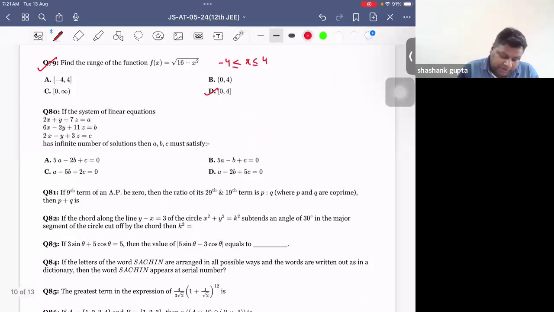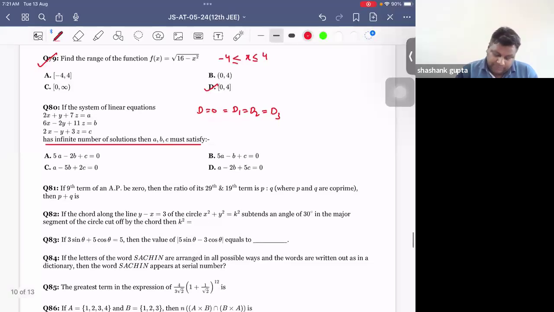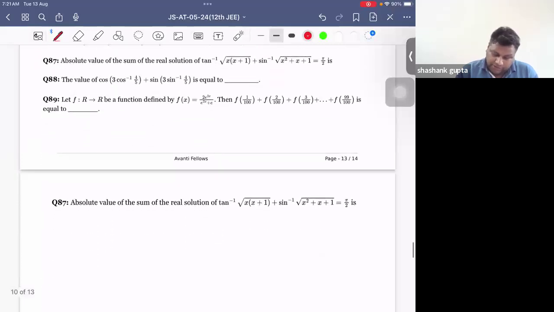Now, if the system of linear equations has an infinite number of solutions, then A, B, C must satisfy something. Now see, what do we have for an infinite number of solutions? An infinite number of solutions means D equals 0 as well as D1 equals D2 equals D3, all should be 0. So D must come 0. You just have to verify for D1, D2, D3. You will get a relation in A, B, C. All right. Now there are a few more questions.